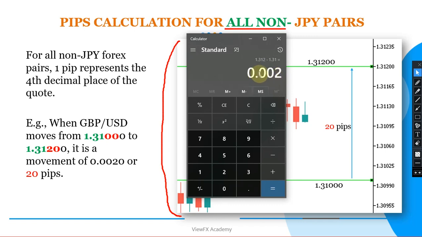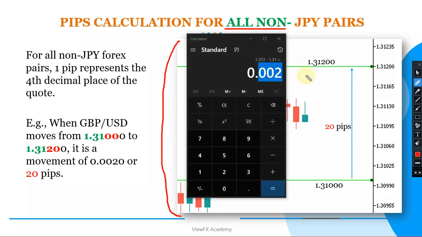Now remember, we consider 4 digits or 4 numbers after the decimal point. So this number you're seeing here in your calculator is the same thing as 0.0020. 1, 2, 3, 4. So this last number here is 20. That's what we have, 20 pips.